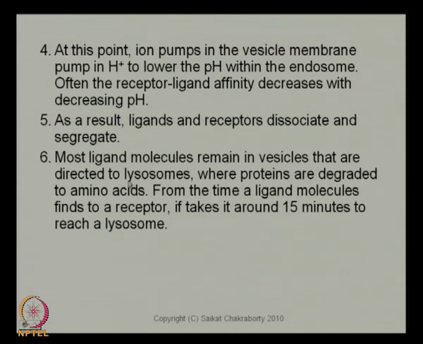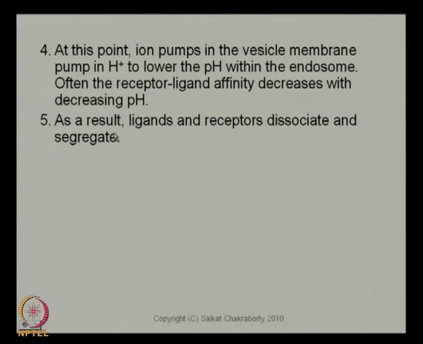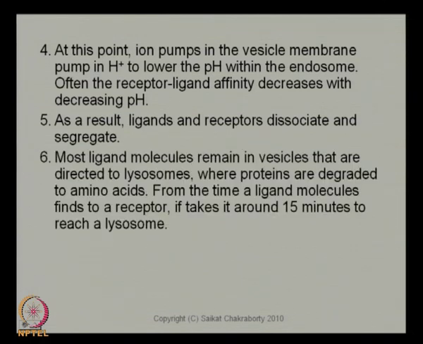So, step 5 was the formation of the late endosome, where the receptors and the ligands are dissociated and segregated, not just dissociated but also segregated. How would segregation help? Because now they have to split into 2 different parts. If they are spatially segregated, the splitting would make sure that one of the endosomes contains all the ligands, and one contains all the receptors. Most ligand molecules remain in vesicles that are directed to the lysosomes, where proteins are degraded.